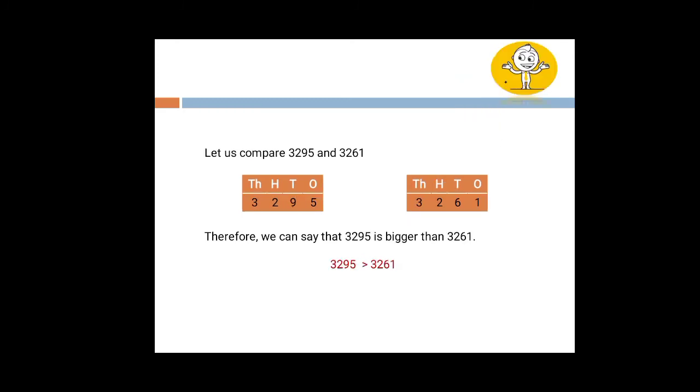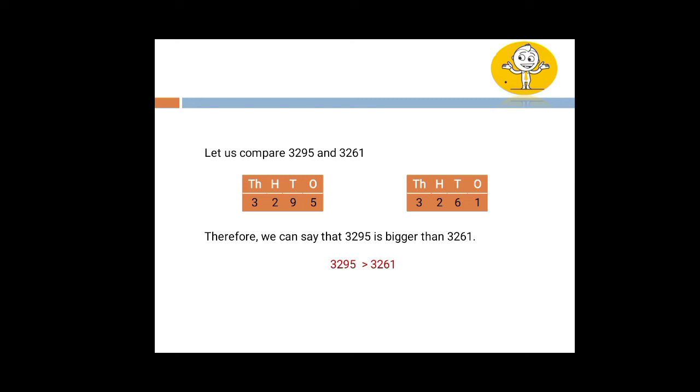Next, let us compare 3295 and 3261. Here both the numbers are of 4 digits, and you can see the first digit, at the place of thousands, is the same in both, and the second digit, of hundreds, is also the same. Now you can see the third digit, at the place of tens: in one number there is 9 and at the right hand side there is 6.